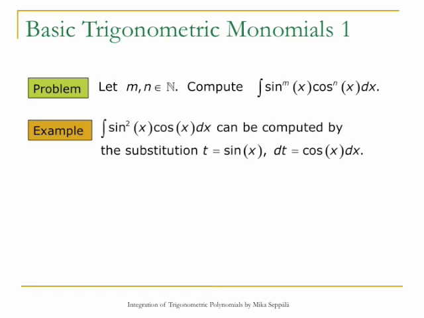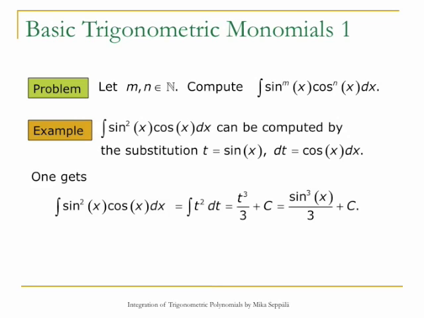Consider the integral sine squared x times cosine x dx. This can be computed by the substitution t equals sine of x, because then dt is simply cosine of x dx. And we get that the integral of sine squared of x cosine of x dx equals the integral of t squared dt. But the integral of t squared dt is just t cubed over 3 plus a constant of integration c. Return back to the original variable to get that the integral of sine squared of x times cosine of x dx equals sine cubed of x divided by 3 plus the constant of integration.